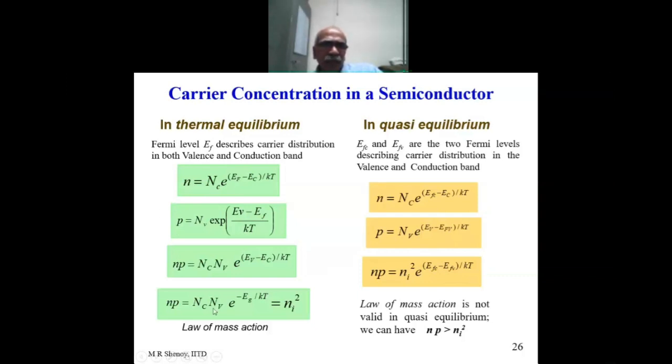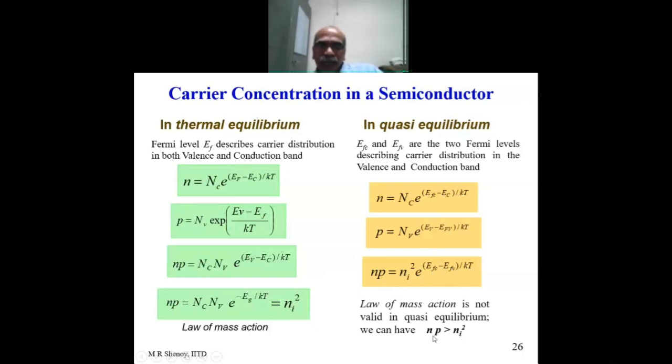In thermal equilibrium, we have this familiar equation, which all of you may know, called the law of mass action, that is n times p is equal to ni squared. But if you push the semiconductor into quasi-equilibrium, there are two Fermi levels now, EFC and EFV, and therefore the product n times p is ni squared times e to the power (EFC minus EFV) by kT.